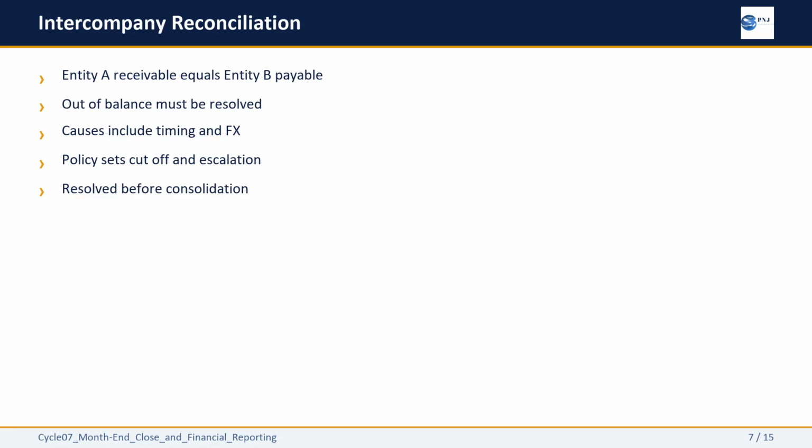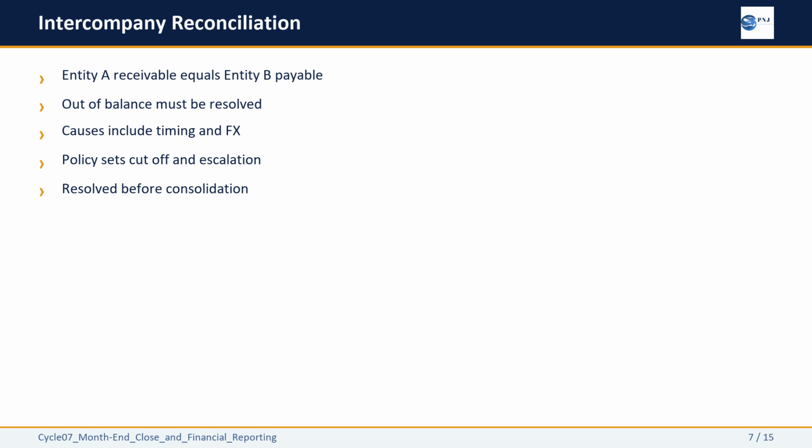When you have multiple legal entities, the transactions between them have to be squared up before you can consolidate. The principle is simple. Entity A's receivable from Entity B must equal Entity B's payable to Entity A. If they do not match, you have an intercompany out of balance, and it must be investigated and resolved before close.